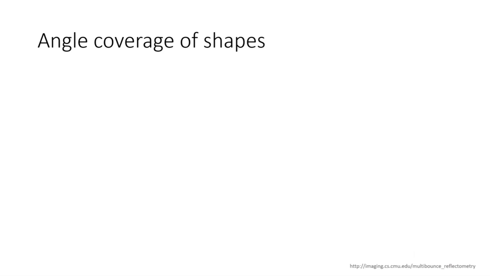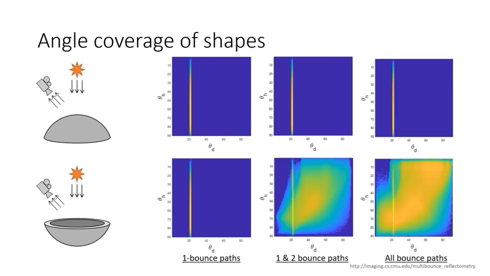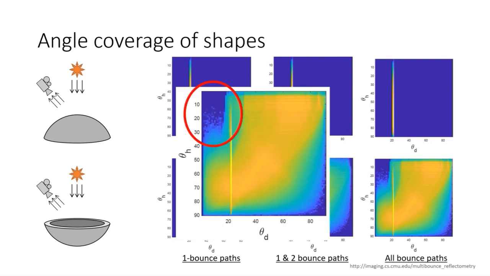Now let's consider the convex and concave sphere shapes. Single bounce paths only sample one column of the bivariate table corresponding to the constant theta d angle between our fixed illumination and viewing directions. As before, when we consider paths with more than one bounce, the concave shape allows us to sample a much larger part of the bivariate space. We note, though, that even the concave sphere cannot sample the part of the bivariate space corresponding to specular reflection at normal incidence. This motivates the question, can we design a shape that improves the coverage of the bivariate space?